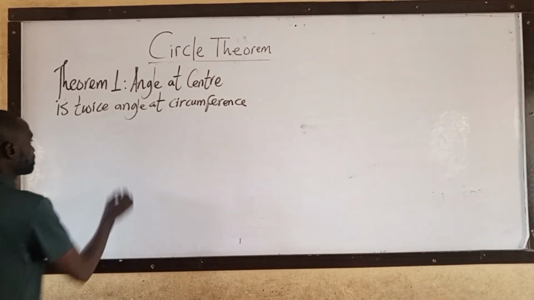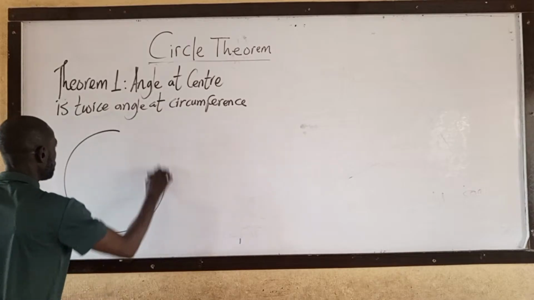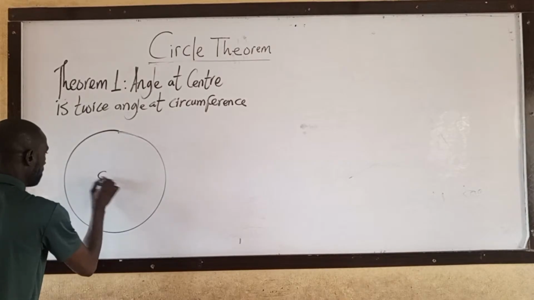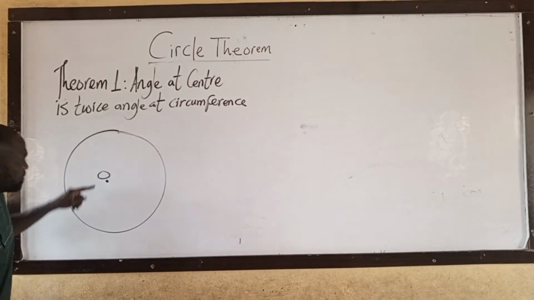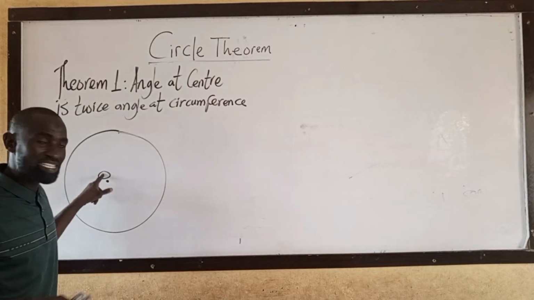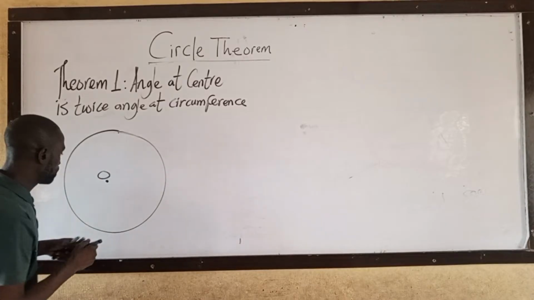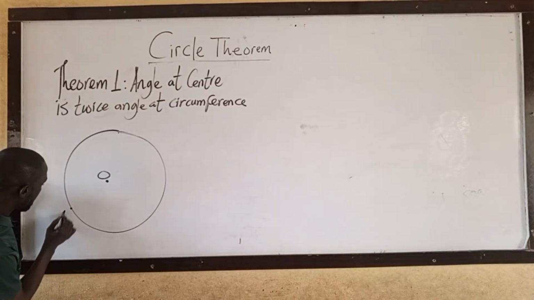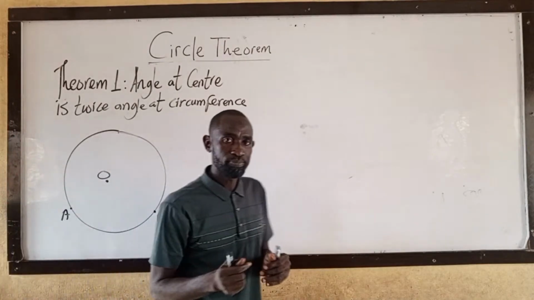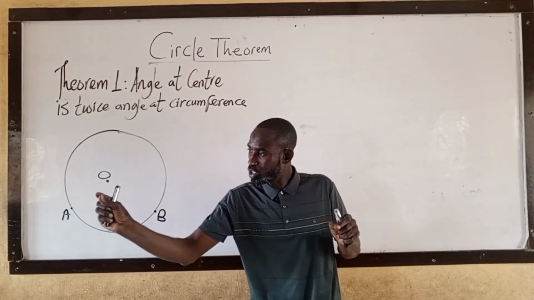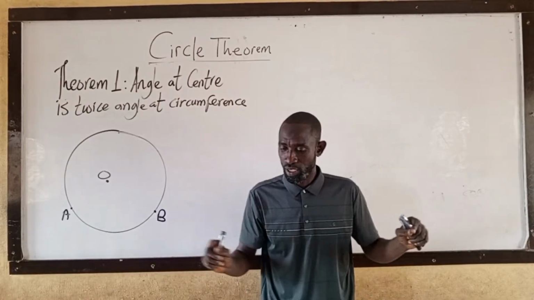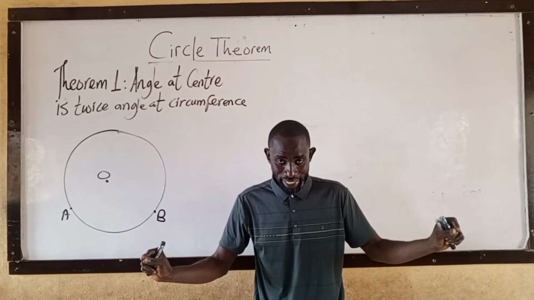Now look at the diagram. If I have a circle like this, this is the center. You always see this letter O being used to represent what now? The center of the circle. So O is the center of the circle. So this is an arc AB. Now see the rule. Under circle theorem, you must first use 2 points to form an arc. Please listen to this carefully.